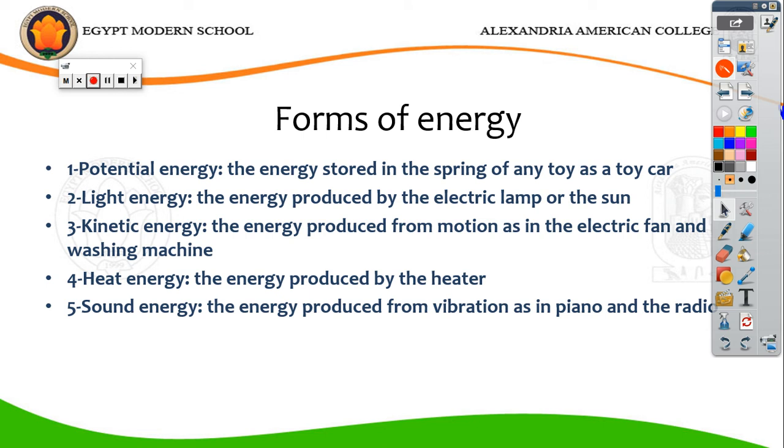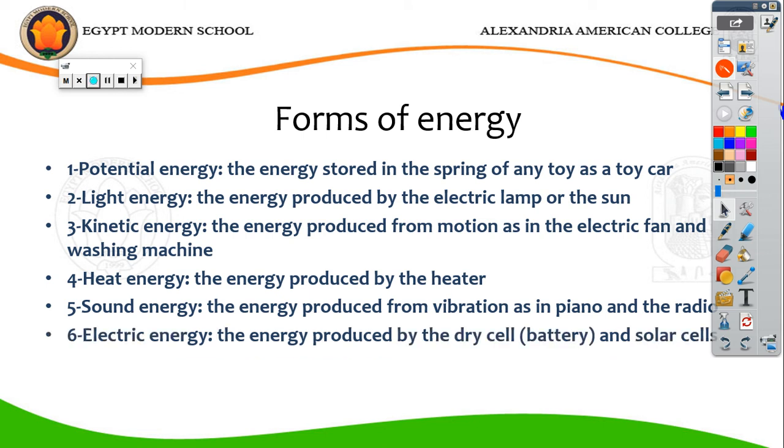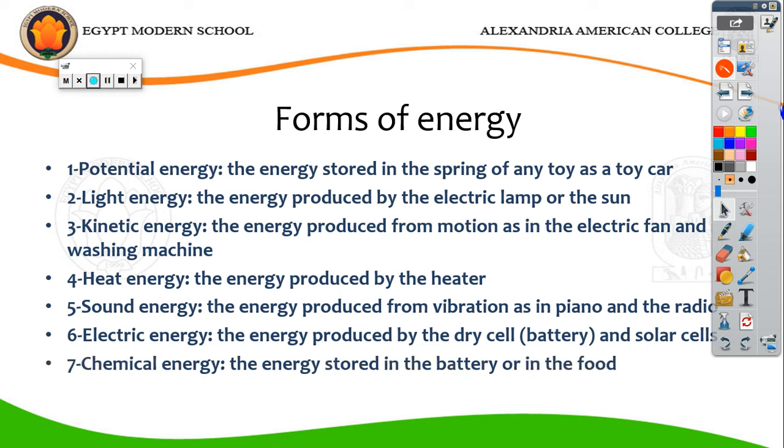هنشرح كل ده بالتفصيل. Electric energy, the energy produced by the dry cell or battery and solar cells. You can put the dry cell in a machine or a toy and electric energy will be produced. Chemical energy, the energy stored in the battery or in the food. Like in photosynthesis, we said that the food has chemical energy inside it.